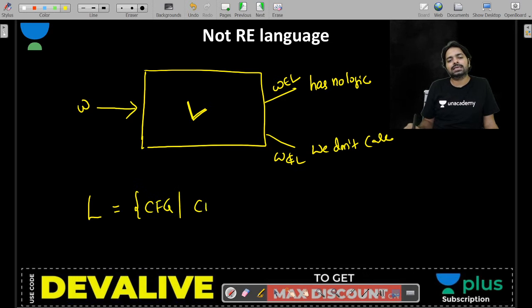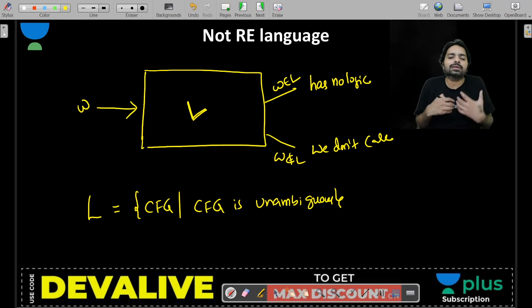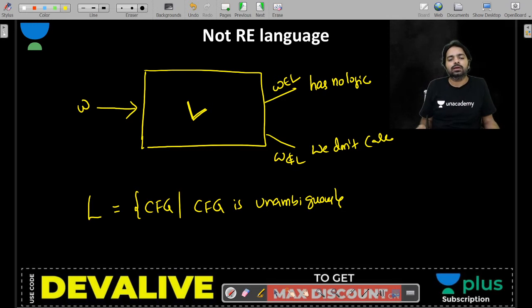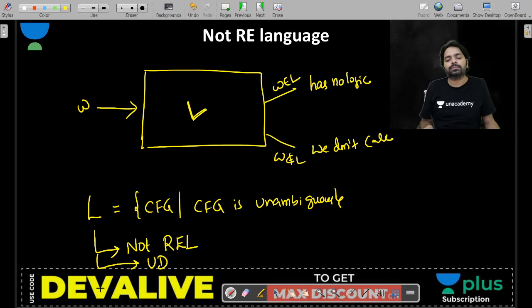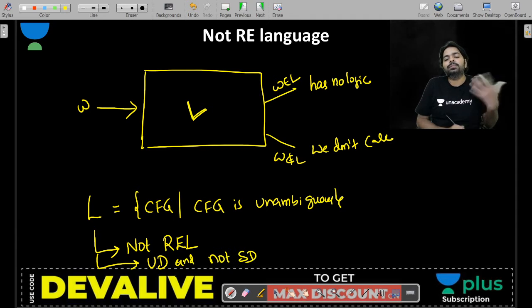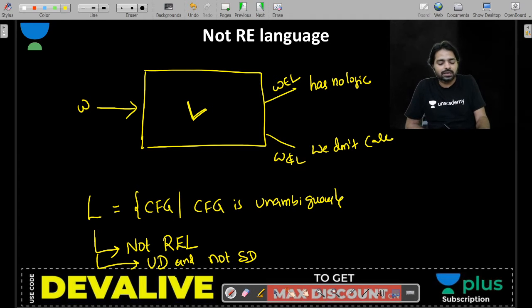Example: L is equal to the set of CFGs such that the CFG is unambiguous. There is no Turing machine for this because unambiguous has no logic at all. Yes itself has no logic here, right? So this is not REL, not a recursively enumerable language, and it is undecidable. But you can't say semi-decidable. Undecidable and not semi-decidable, you can say that. Not REL means not semi-decidable.